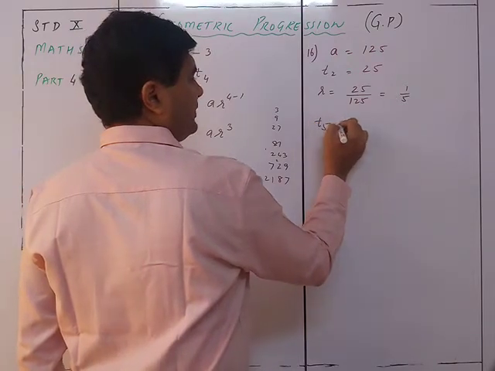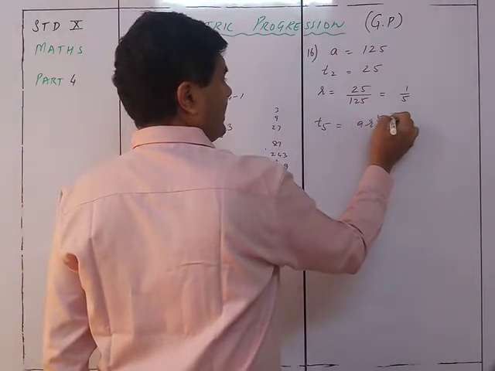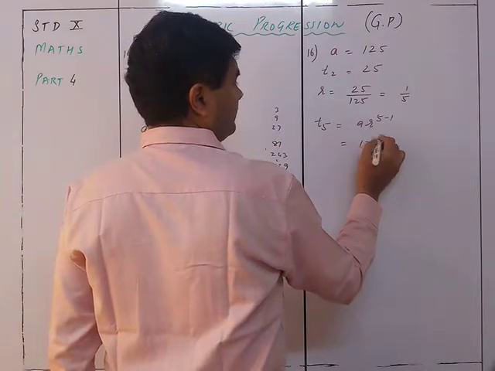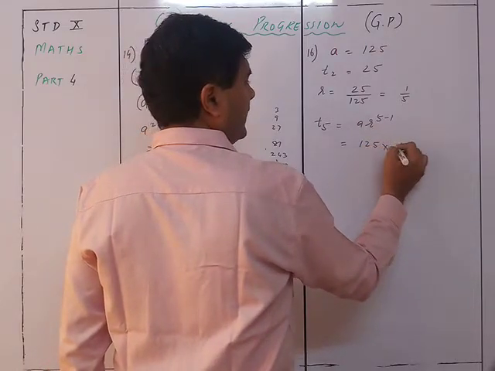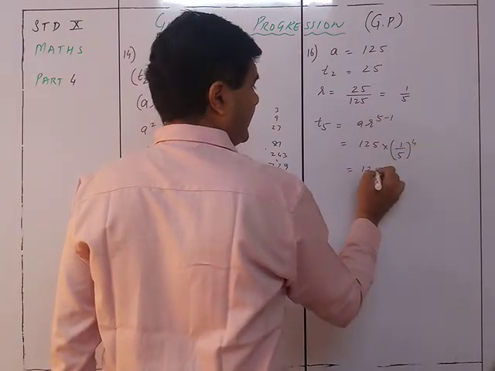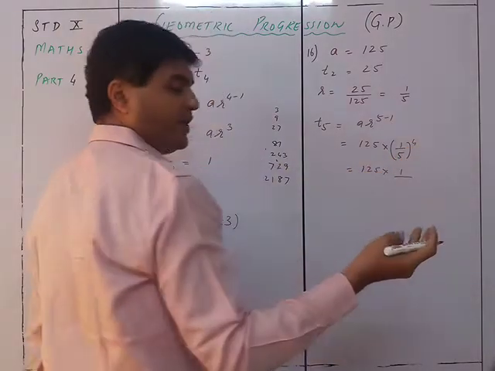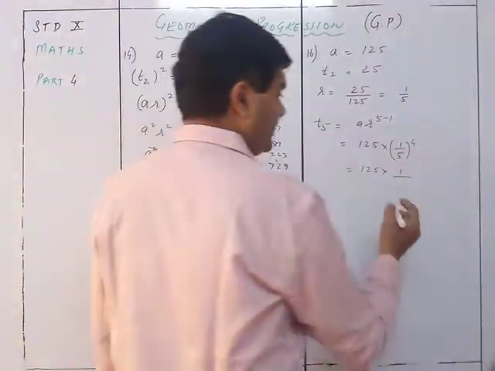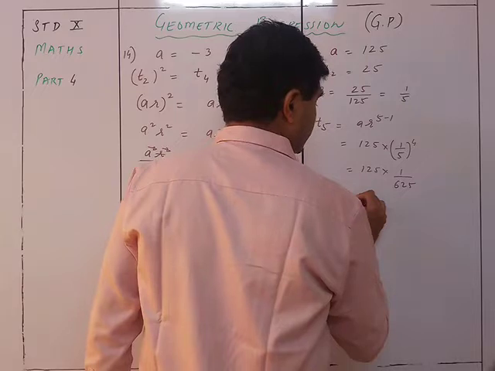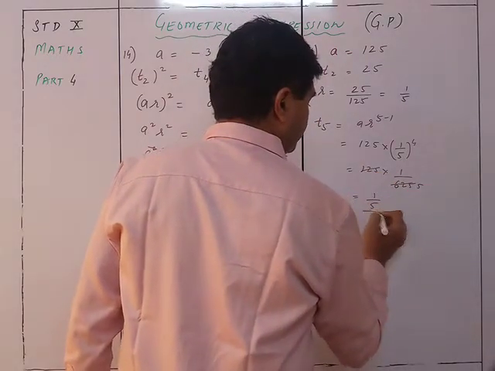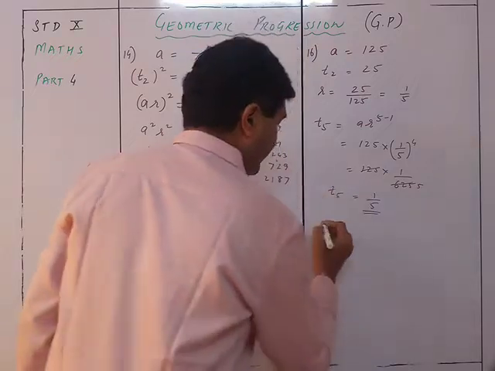So T5 is equal to A r raised to 5 minus 1, which is 125 into 1 upon 5 raised to 4. So that is 125 into 1 upon 5 to the 4, that is 625. 125 divided by 625 will give me 1 upon 5. T5 is 1 upon 5.